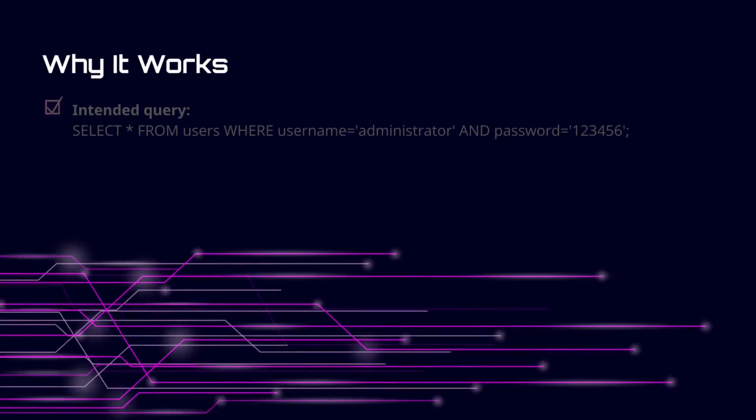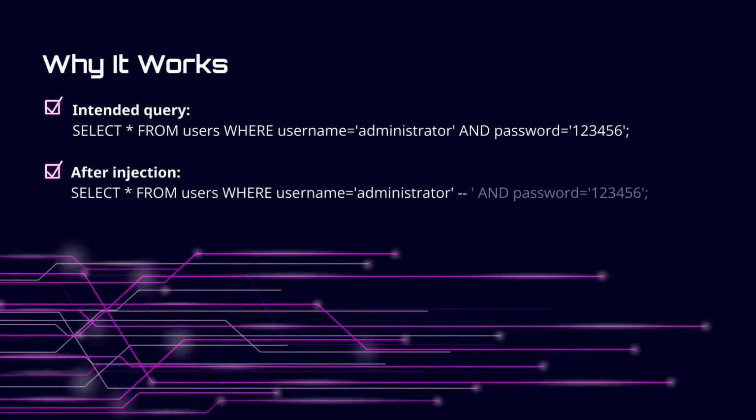Here, what's happening on the server? Normally, the application would run a query like SELECT * FROM users WHERE username = 'administrator' AND password = '123456'. But when we inject administrator single quote --, we close the username string and comment out the rest, so the password check is ignored and the query effectively becomes SELECT * FROM users WHERE username = 'administrator'.